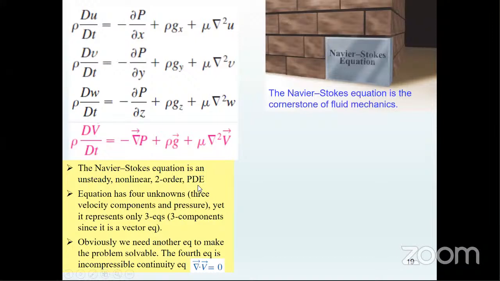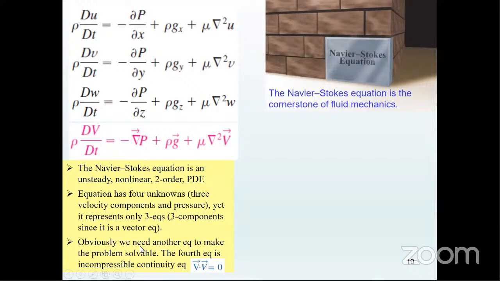What do you expect actually? The Navier-Stokes equation is an equation for unsteady fluid, and it is also non-linear. It is a second order partial differential equation. This equation has four unknown quantities, shown in red. Three are velocity components and one is the pressure component. The velocity component is along the x, y, or z direction. Yet it represents only three equations. There is no doubt here. These are three components since it is a vector equation.